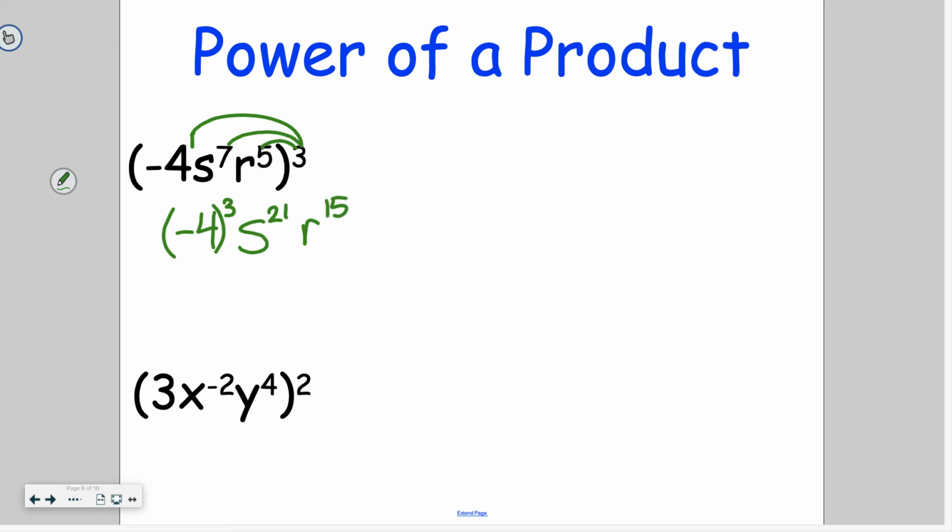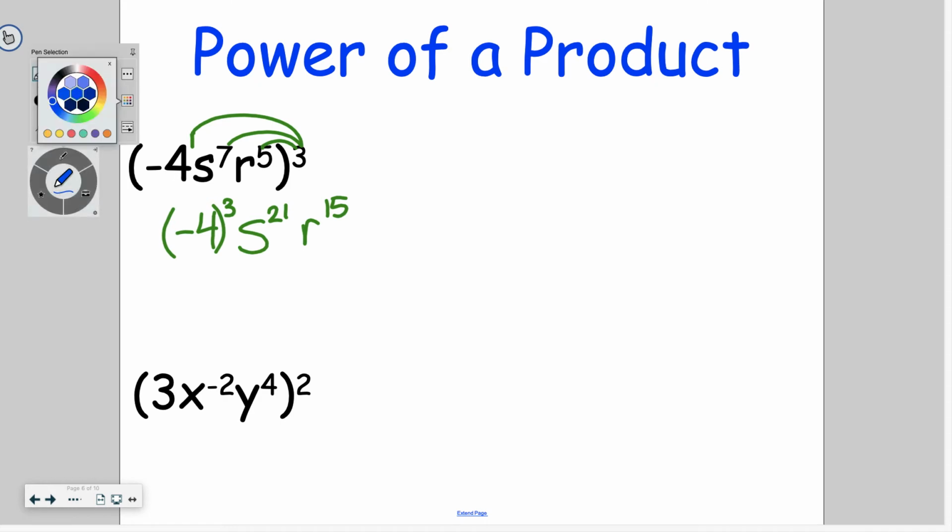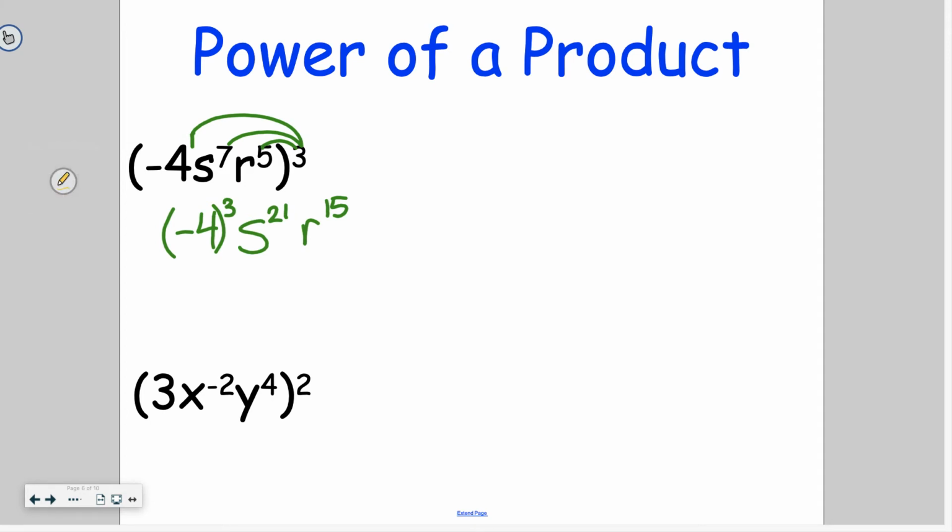Now we're going to want to solve this front part. So negative 4 times negative 4 is positive 16. Positive 16 times negative 4 is going to give me negative 64.